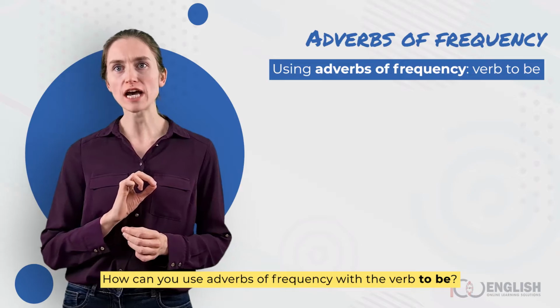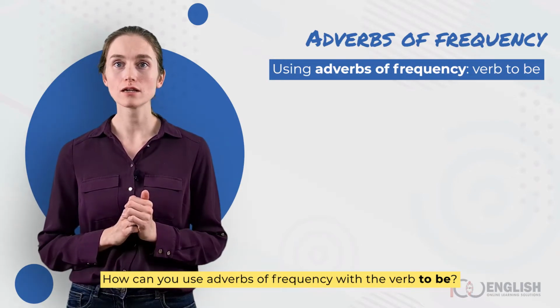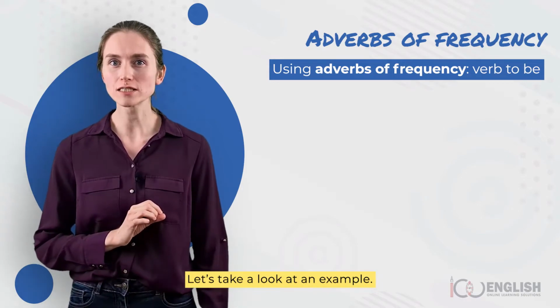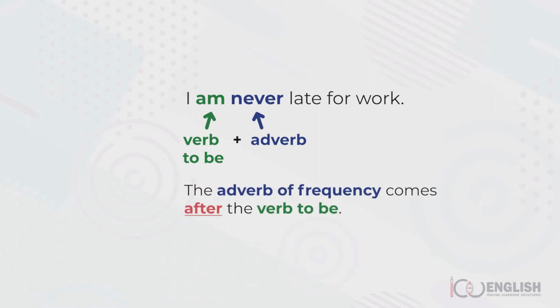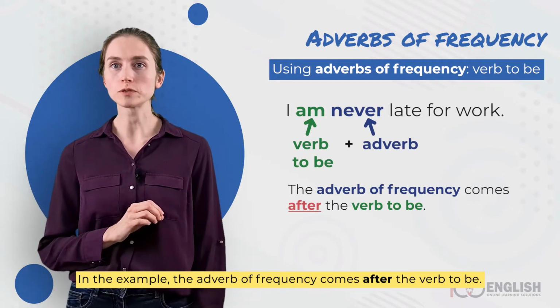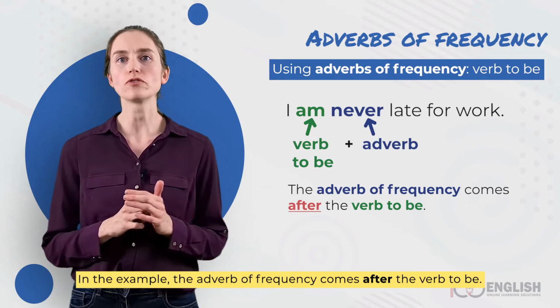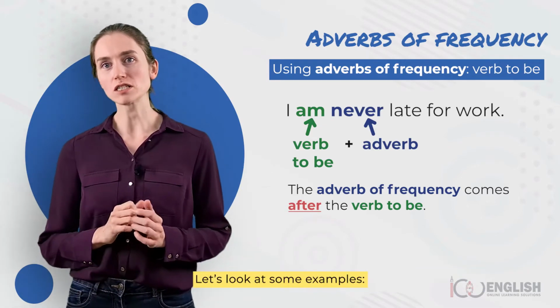How can you use adverbs of frequency with the verb to be? Let's take a look at an example. I am never late for work. In the example, the adverb of frequency comes after the verb to be. Let's look at some examples.